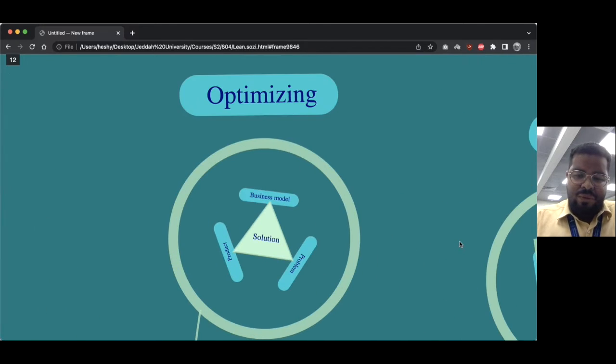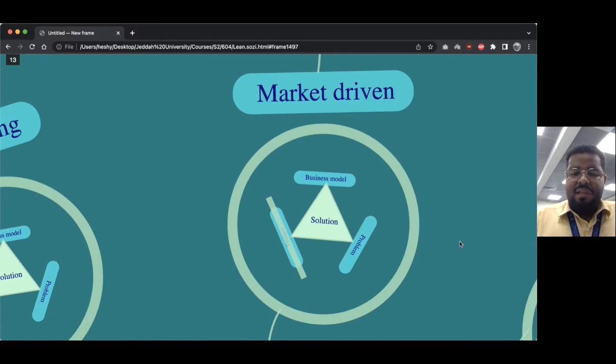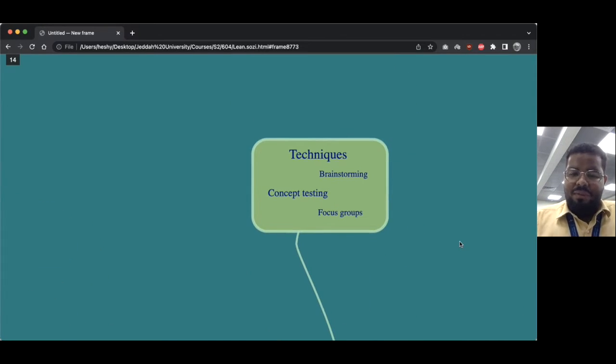If we know all the elements, we are just improving a current product or easing the solution of an existing problem. Now, if we don't have a product, then we are market driven. We are just developing a new one. We have the following techniques, like brainstorming, different concept testing, quick prototyping, and focus groups.